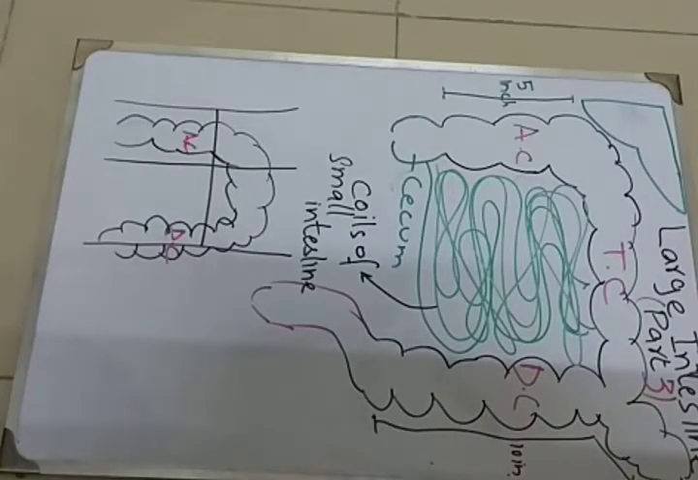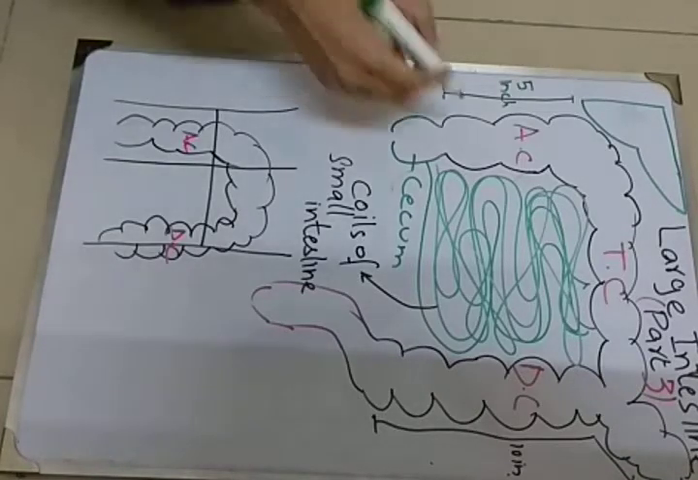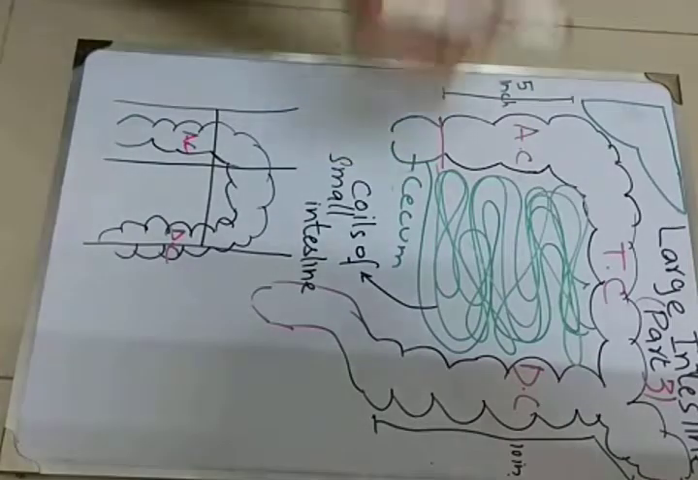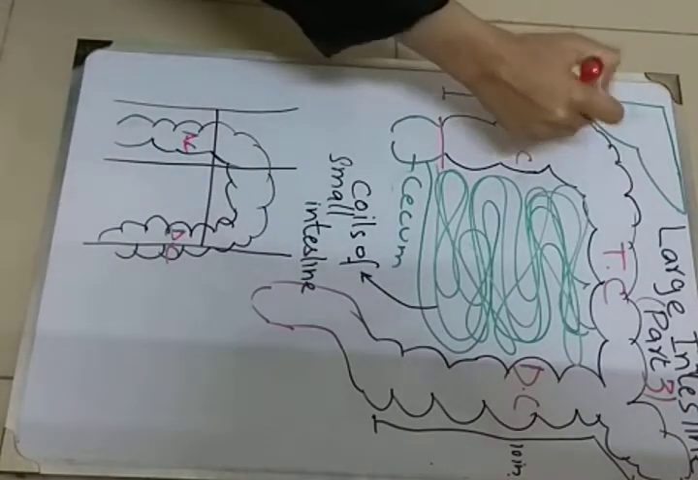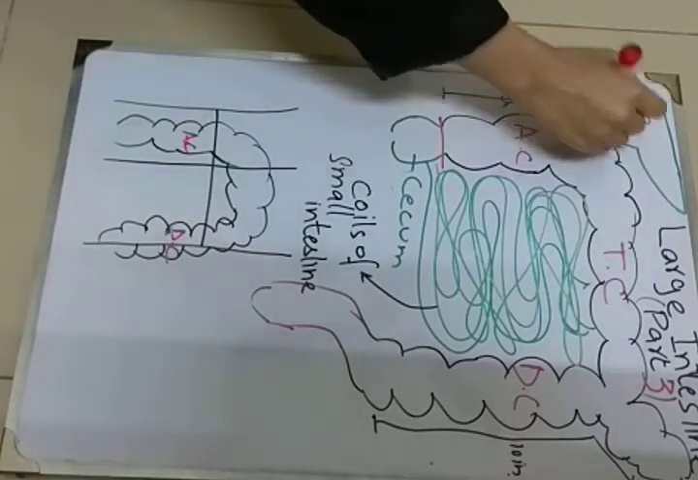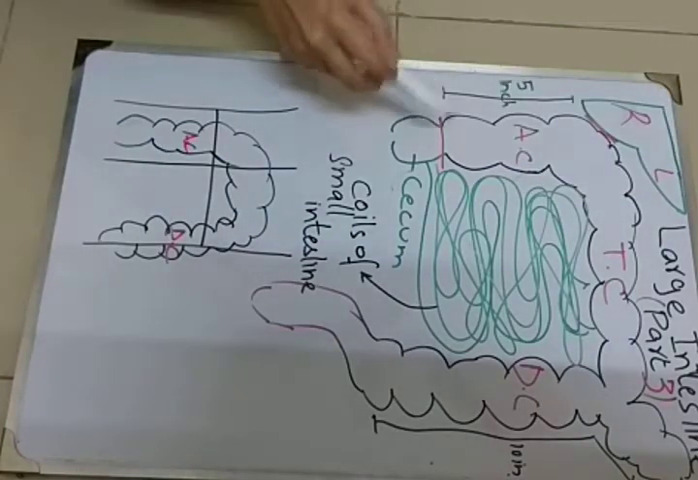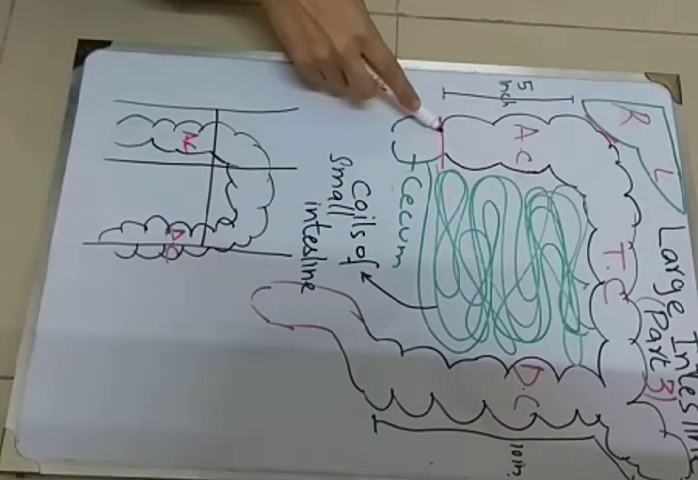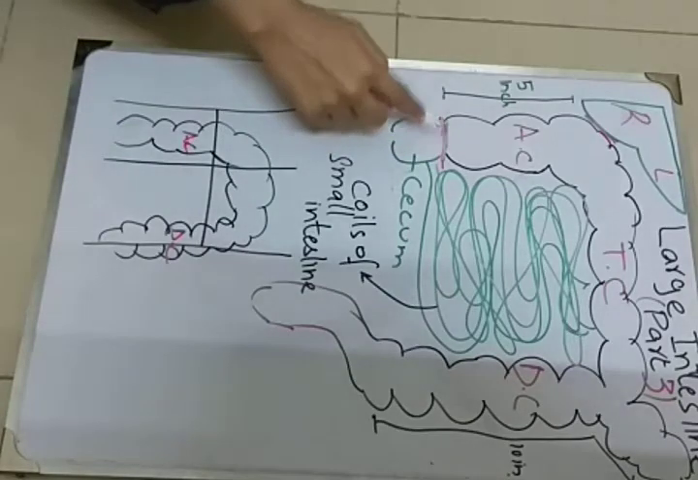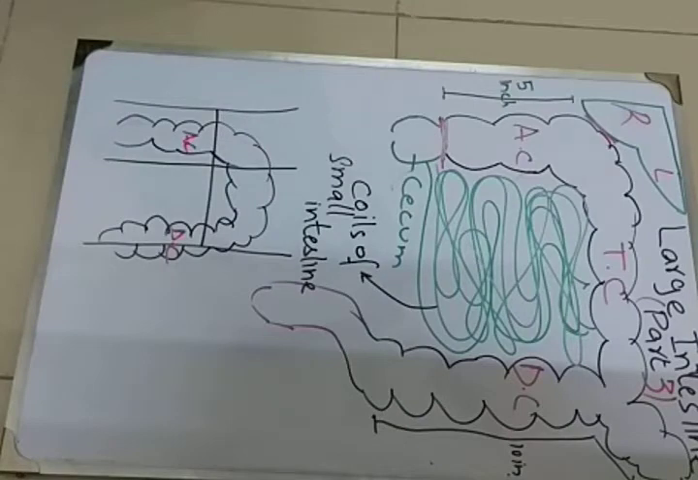Ascending colon extends from the cecum. This is the cecum. So it extends from the cecum till the inferior part of the right lobe of the liver. The right lobe, this is the left lobe. So it extends from the upper part of the cecum, the part where the cecum is converted to the ascending colon, and then it ends at the inferior surface of the right lobe of the liver.